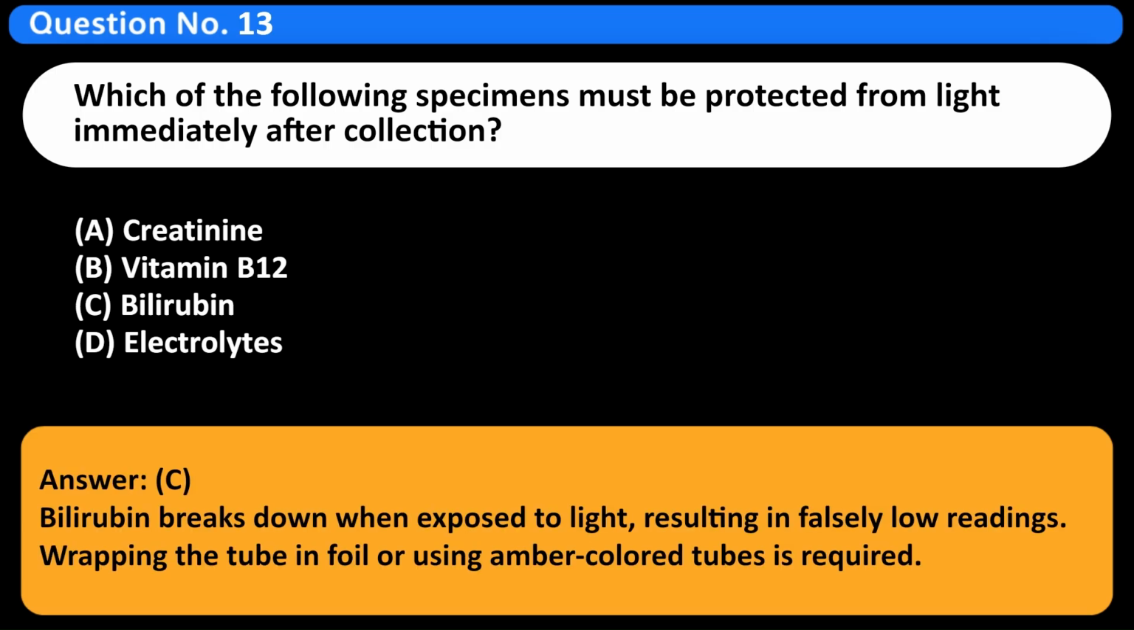Answer: C. Bilirubin breaks down when exposed to light, resulting in falsely low readings. Wrapping the tube in foil or using amber-colored tubes is required.